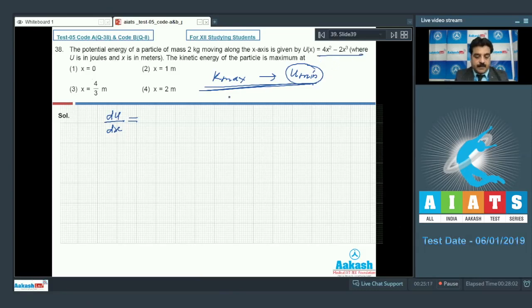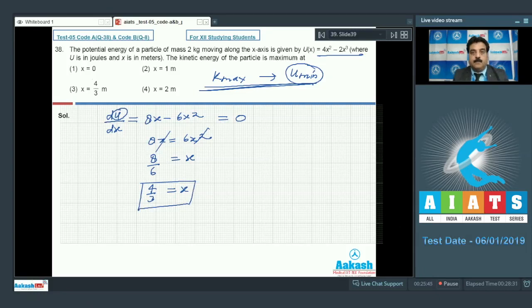4x² minus 2x³. When you differentiate, you will get 8x minus 6x². If U is minimum, then we can write this is equal to 0. So 8x is equal to 6x². x will cancel. So I have x equal to 8 by 6, or 4 by 3 in general. But at this stage, we are unable to decide the point. So this is a very good question.